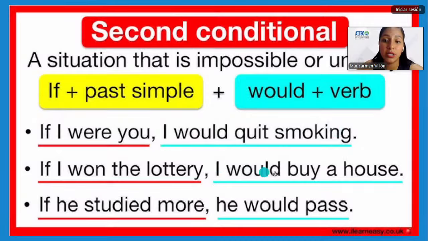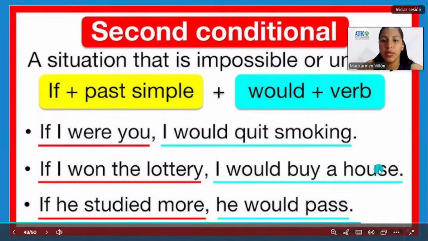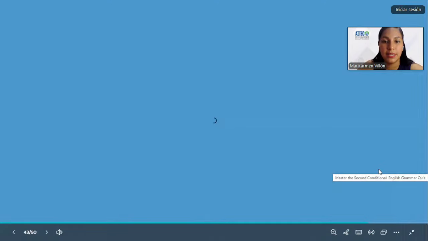Dice, if I won the lottery, si yo me ganara la lotería, would buy a house. Yo compraría una casa. Esos son hechos imaginarios, no reales. ¿Ya? Ok. So, let's see here.